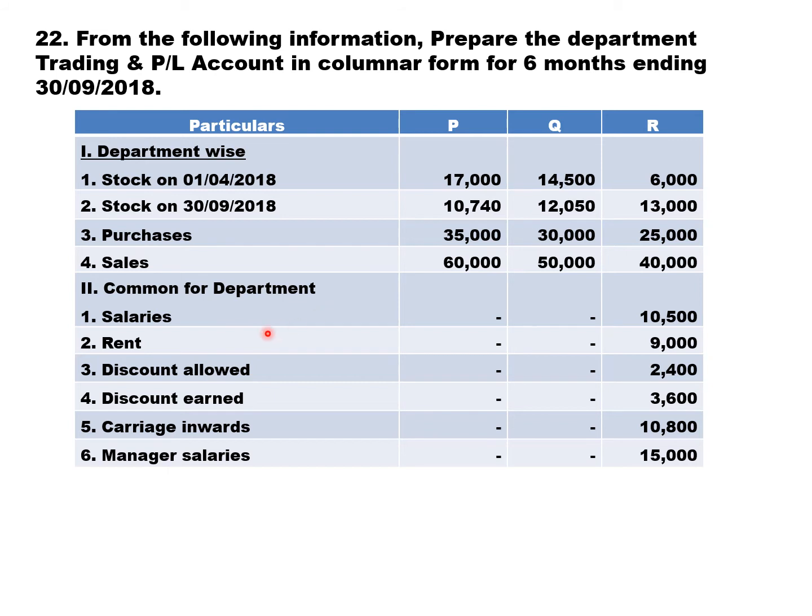Common for all departments: salary will come in PL account. I repeat students, salary will come in PL account. Rent will come in PL account. Discount allowed, PL account, to be distributed in sales ratio. Discount earned will come in PL account, to be distributed in purchase ratio. Carriage inward will come in trading account. It's a purchase expense, so distribute in purchase ratio. Manager salary will come in general PL account because the manager will manage all the departments. So it will come in general PL account.